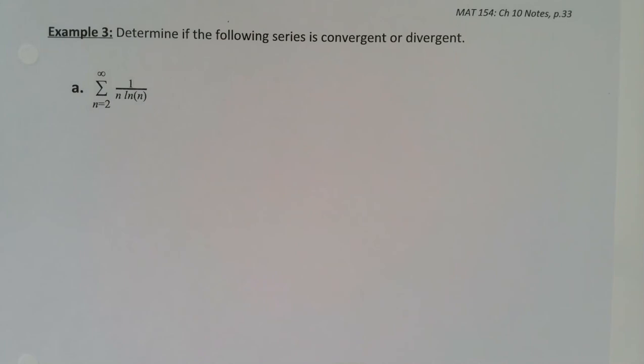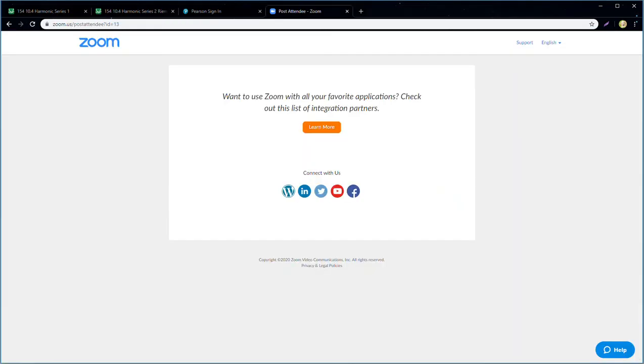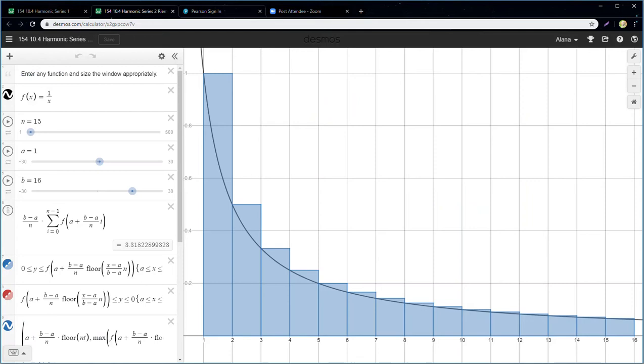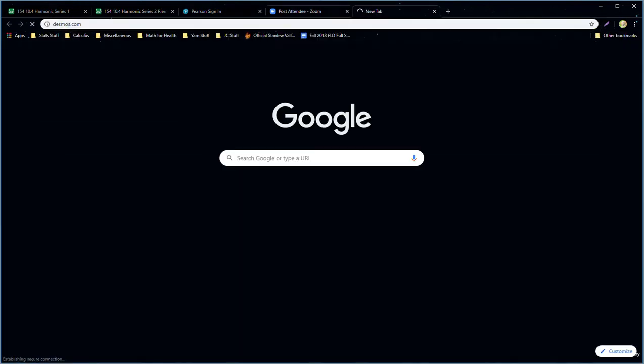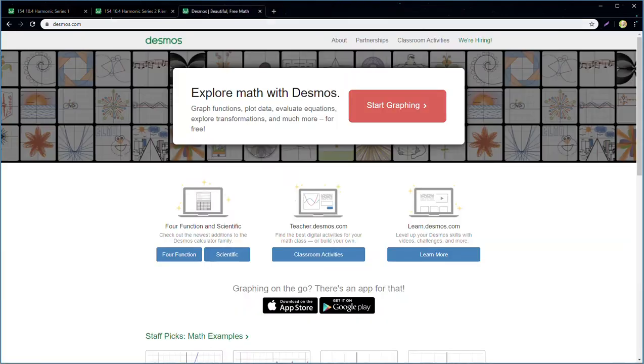So let me pull up Desmos really quickly. Oh, wrong one. That is not what you need at all. Hold on, I'm in the wrong area. There we go. Okay, so let me pull up another Desmos. We don't need that, and we don't need that.